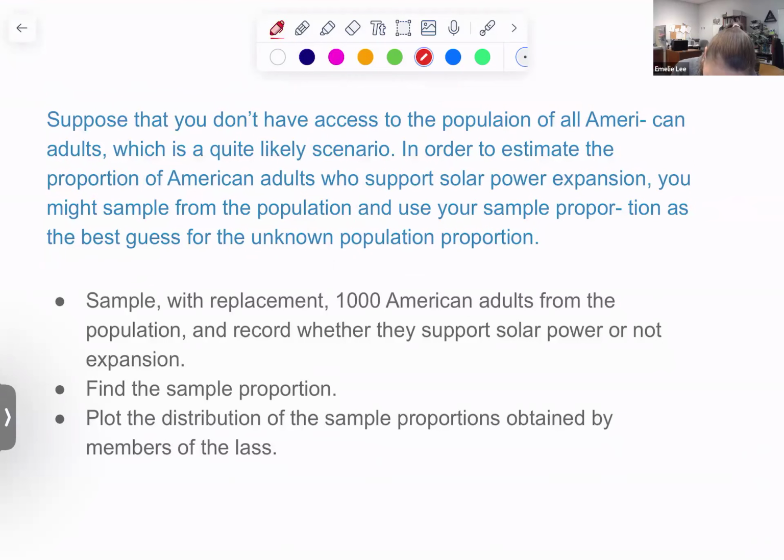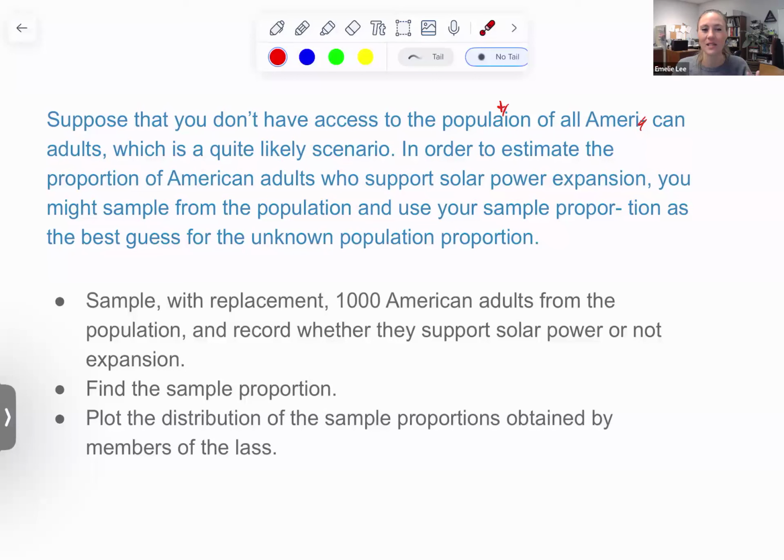Oh yeah, typo galore here. Nothing we can't fix here. So suppose you don't have access to the population of all American adults. How sloppy is this? And how sloppy of me to not fix it. Yikes.